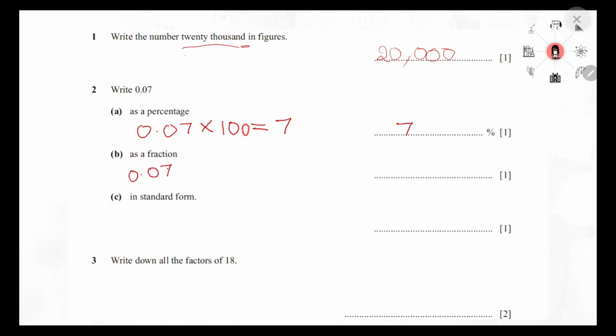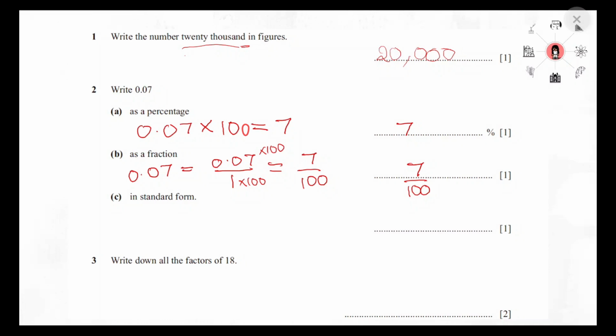0.07 as a fraction can be written as 0.07 by 1. Now if we multiply 100 to both the numerator and denominator, we'll get 7 by 100. Since this can't be further simplified, 7 by 100 is the answer.